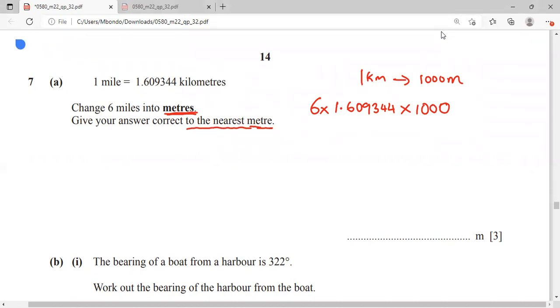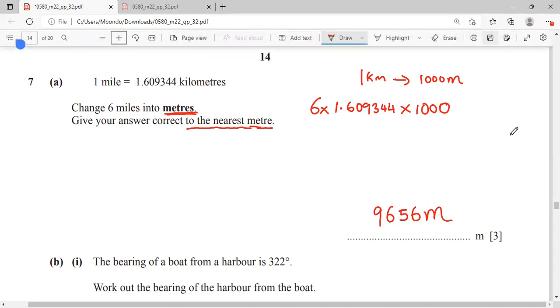So we are going to multiply by saying 6 multiplied by 1.609344 multiplied by 1,000. So we are going to get 9,656 meters. All right, that is the answer that we are going to get.